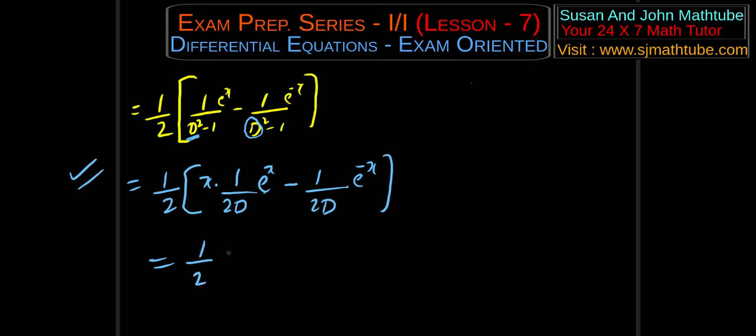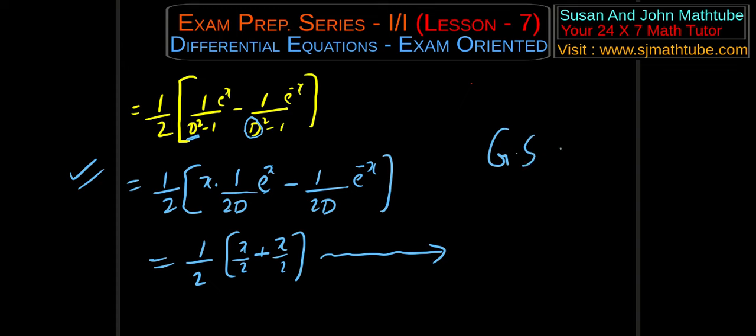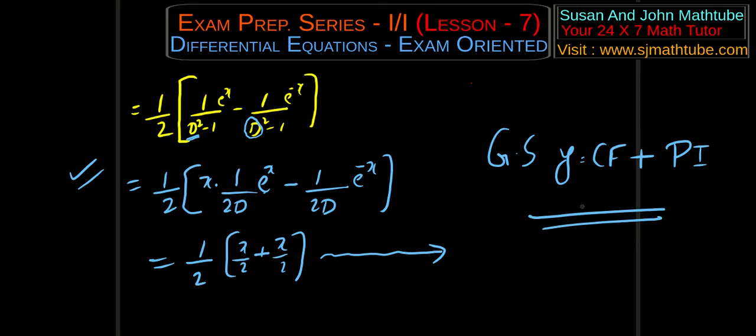So 1 by 2 x by 2. You plug in 1, you get 1, and you plug in minus 1, you get plus 1. So plus x by 2 and simplify. And the general solution is y equal to CF plus PI. Don't forget to substitute, you may lose marks.